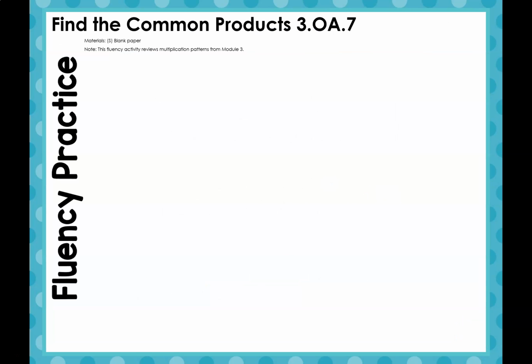So first we're going to be doing something called finding the common product. You're just going to follow along with me, whether that's on a blank piece of paper or if you have a whiteboard, just go ahead and write what I write. If you need to pause the video to catch up, that's fine. So the first thing we're going to do is practice our skip count of 4 and 8.